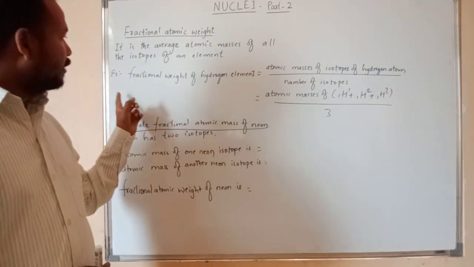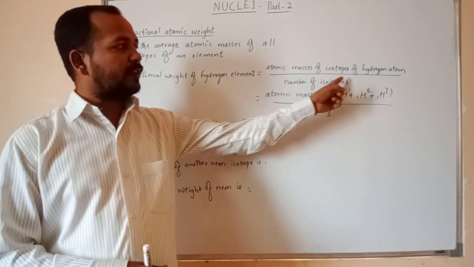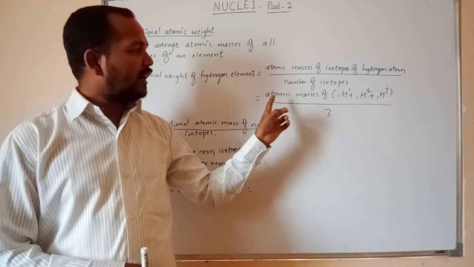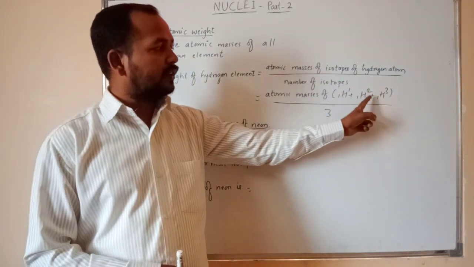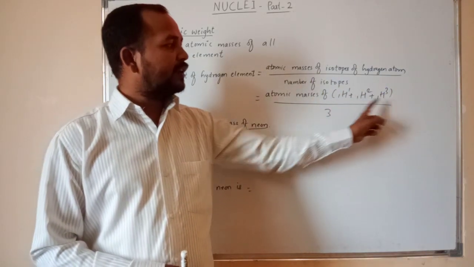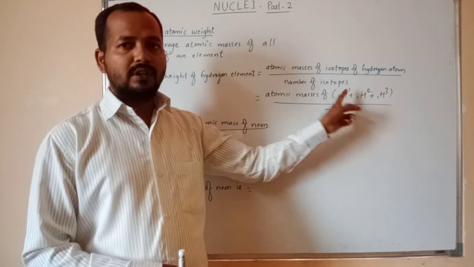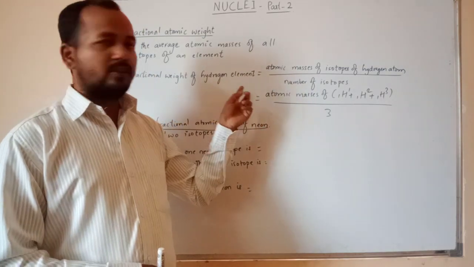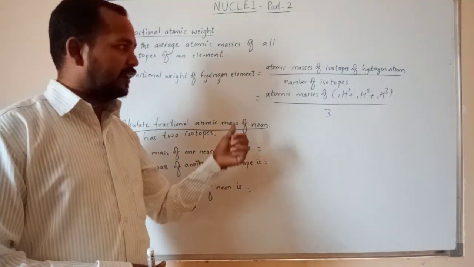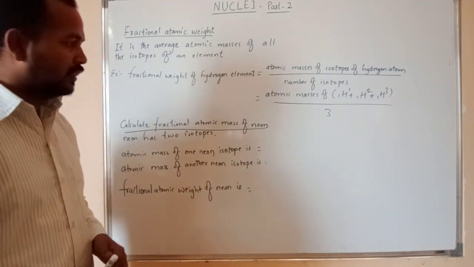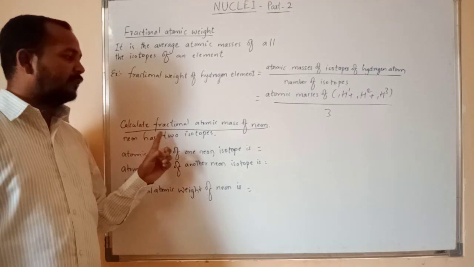So here, the fractional atomic weight of the hydrogen element is calculated using the atomic masses of the isotopes of hydrogen atom. What are the isotopes of hydrogen atom? 1H1, deuterium, tritium, divided by how many isotopes are there? 3 are there, divided by 3. That is divided by the number of isotopes. This is the fractional atomic weight of hydrogen element, and this can be applied for any other element also by calculating with this method.